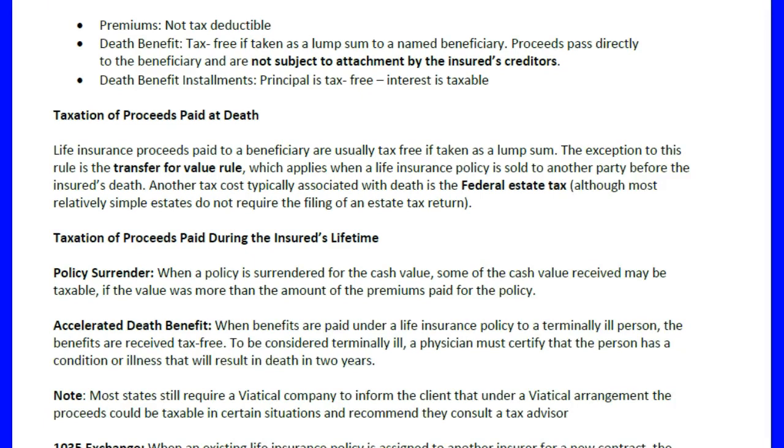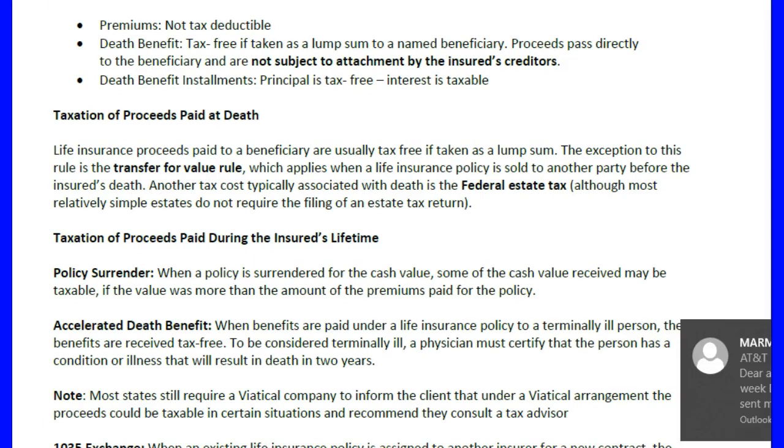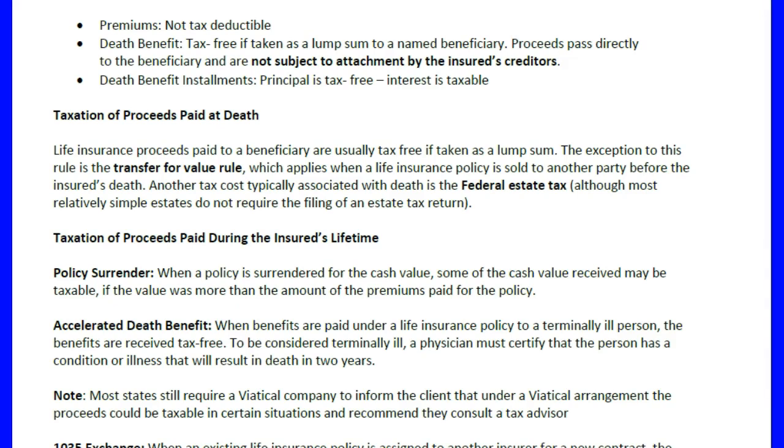Taxation of proceeds paid at death. Life insurance proceeds paid to a beneficiary are tax free if taken in a lump sum. So let's go back. Death benefit, tax free if taken in a lump sum. Proceeds pass directly to a beneficiary and are not subject to attachment by the insured's creditors.